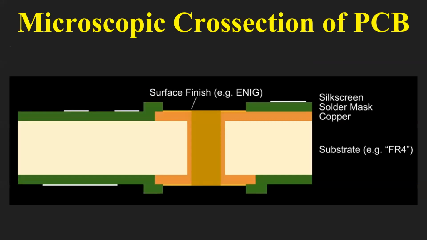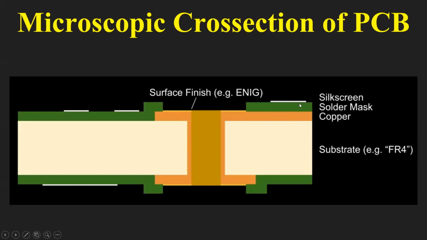So this is the microscopic cross section of the PCB. This is an example of a two-layer PCB, and this portion is the electroplating portion. It is done by the electroplating process, which is used to make a hole or through hole or via or a drill.